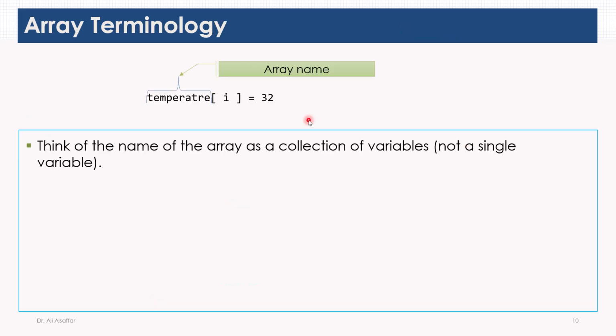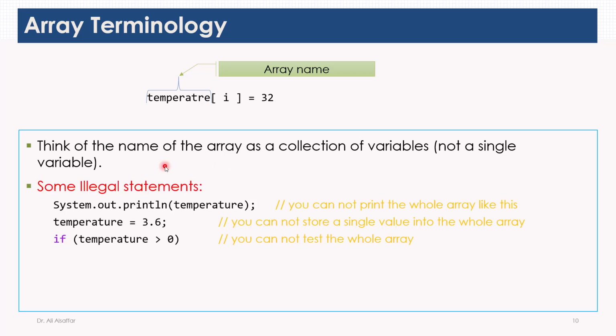After knowing how to declare an array and how to allocate space in the memory for the array, let us see how we can use the array. Let us give some terminologies to the components of the array. When you mention only the name of the array, you can think of the name of the array as a collection of variables. It is not a single variable that you can deal with as a regular or ordinary variable. Therefore, it is illegal to use the name of the array in some statements.